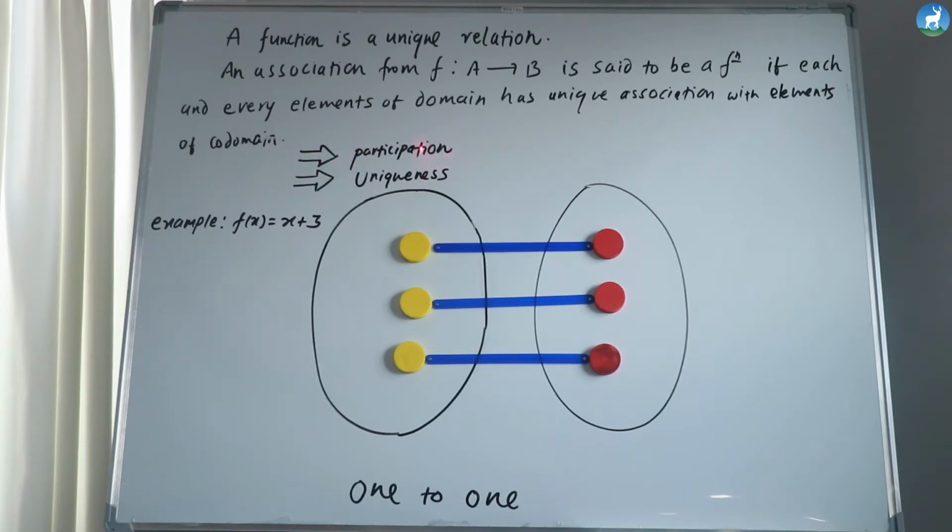First of all, we have participation. By participation, we mean that each and every element of the domain set should take part in association. And by uniqueness, we mean that each and every element should be associated, but it should be uniquely associated.